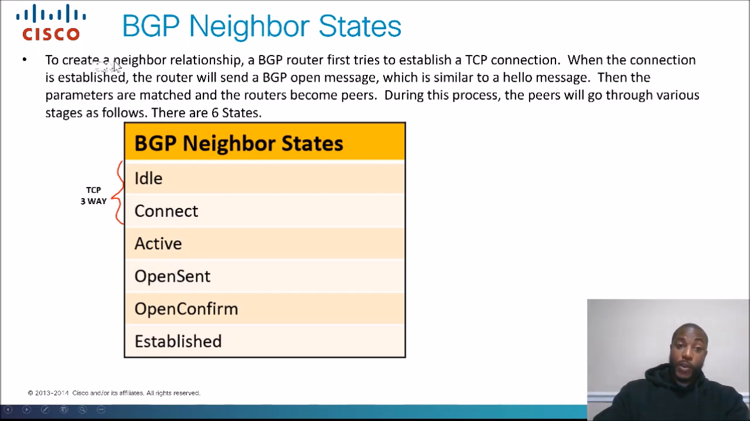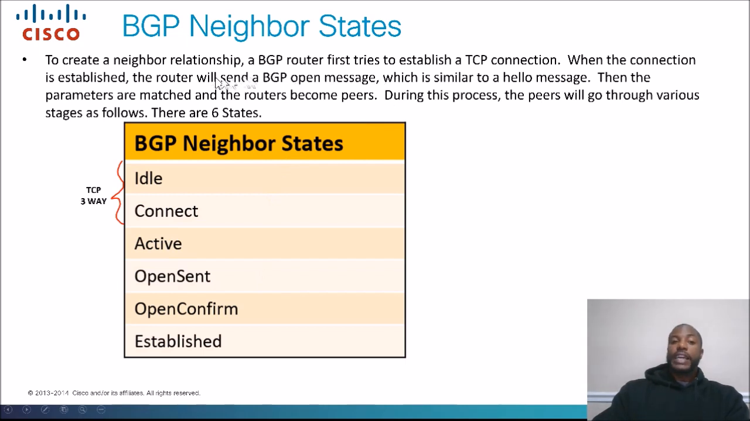To create a neighbor relationship, a BGP router first tries to create a TCP connection, which I've said about 5 times in the past 2 minutes. When the connection is established, the router will send a BGP open message. So that open comes after the active. We see where it says open sent. So maybe I should have made this bracket a little bit bigger to include active. It gets in the active state first, then it sends the open sent.